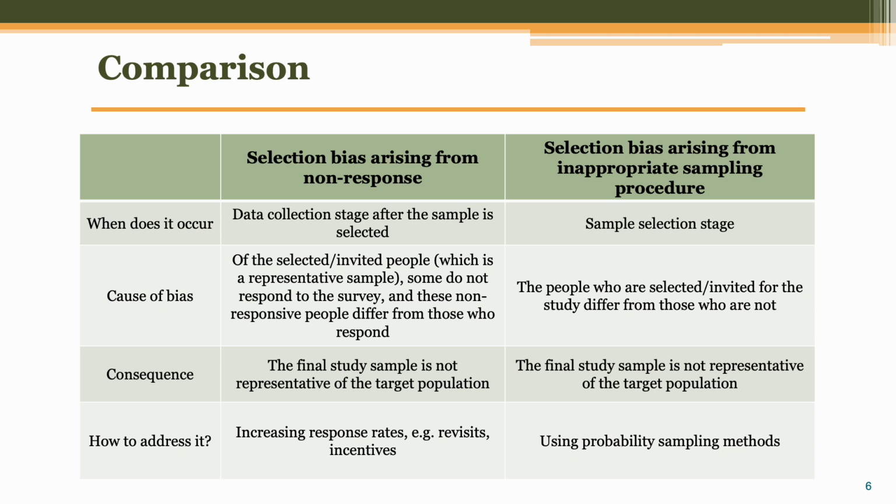Okay, in this module we discussed how selection bias can arise from non-response and the strategies to mitigate it. In the next module, we will introduce another type of selection bias, which is called Neyman bias.